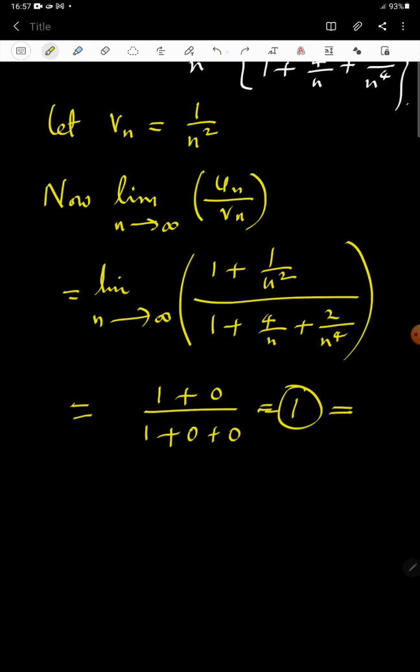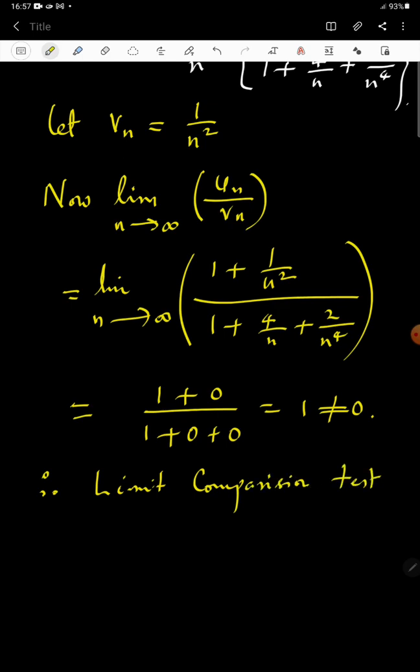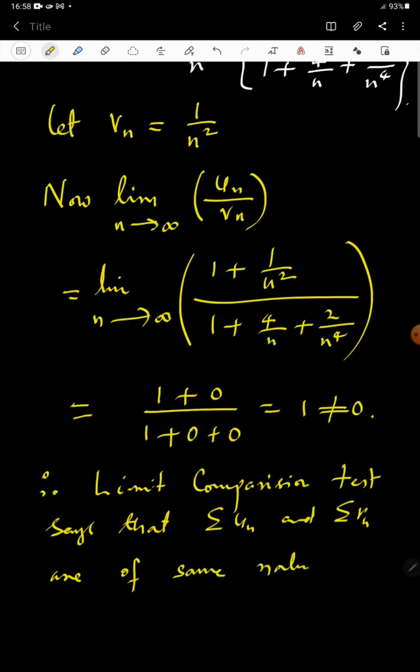So once it is not equal to 0, then the limit comparison test says that sigma un and sigma vn are of the same nature, in the sense that both will be convergent or both will be divergent.